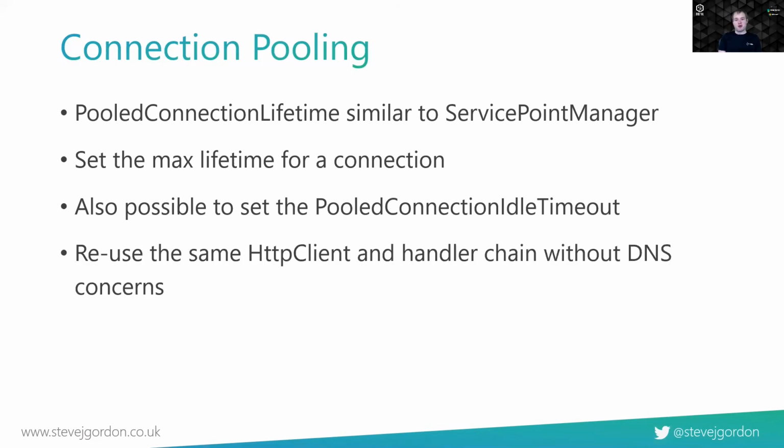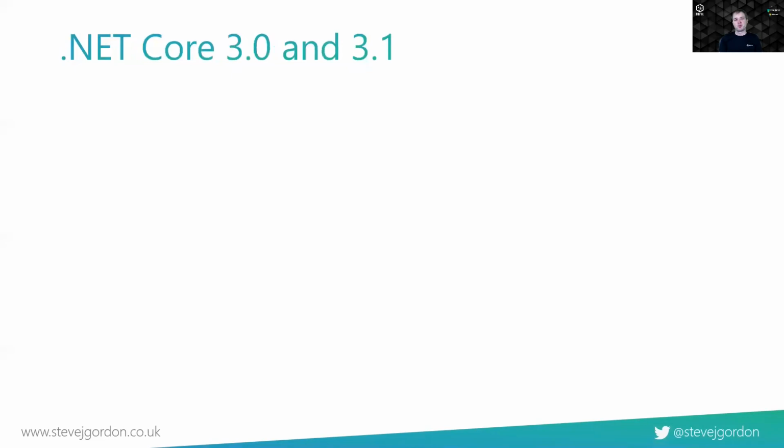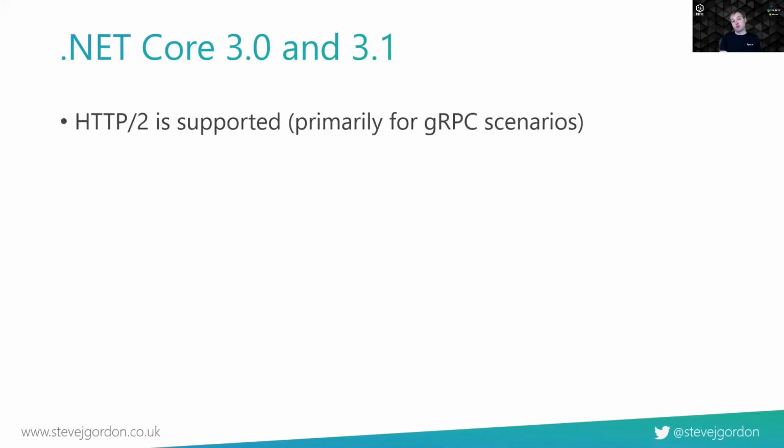You can safely reuse the same HTTP client and the same handler chains without socket exhaustion or DNS concerns if you've configured these and you're using a newer HTTP client on 2.1 or later. So what else has happened? Well, in .NET Core 3.0 and 3.1, HTTP2 support was added, but it wasn't enabled by default because it was kind of primarily for gRPC scenarios. So it wasn't quite fully featured in terms of the full spec.